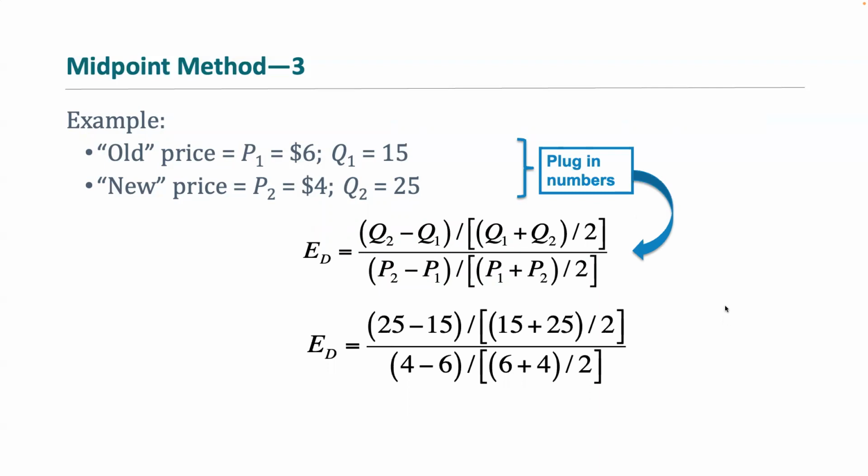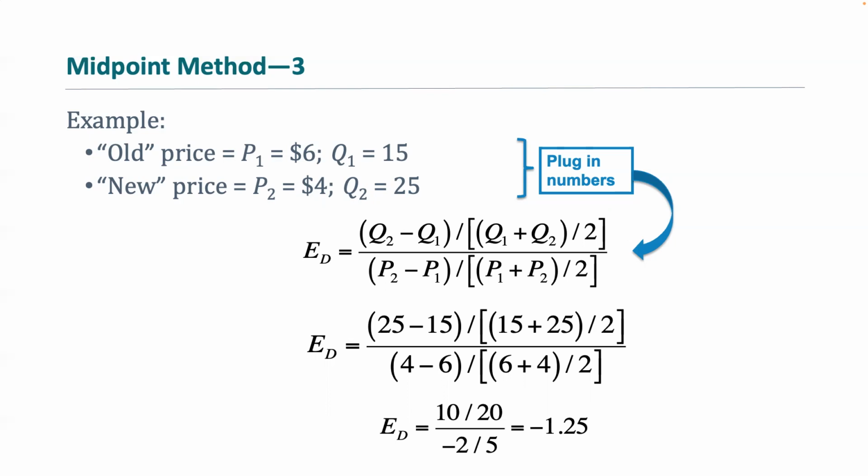I highly recommend pausing this video, making sure that you get the same things. When we abbreviate that, we can go ahead and solve, and we end up with negative 1.25. So when the price falls, quantity demanded rises, as we'd expect. We plug into the formula, and make sure that you know where those are coming from.